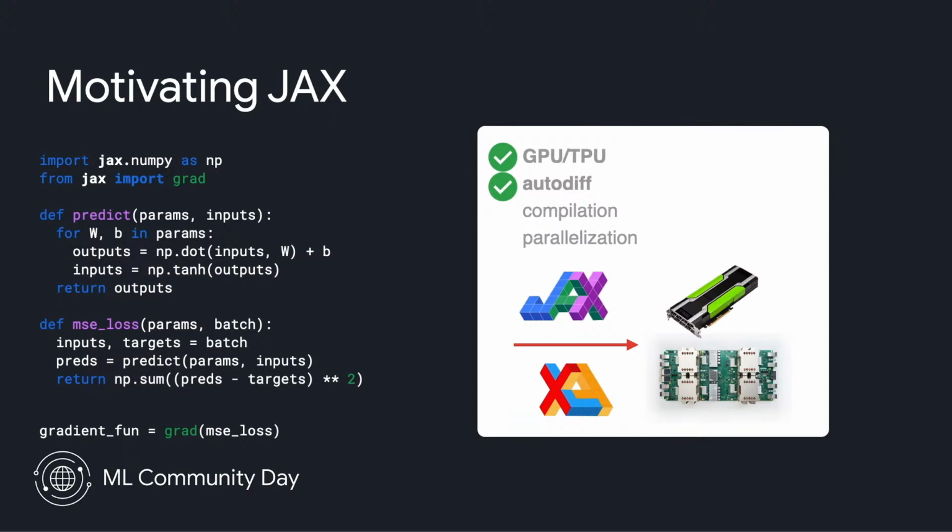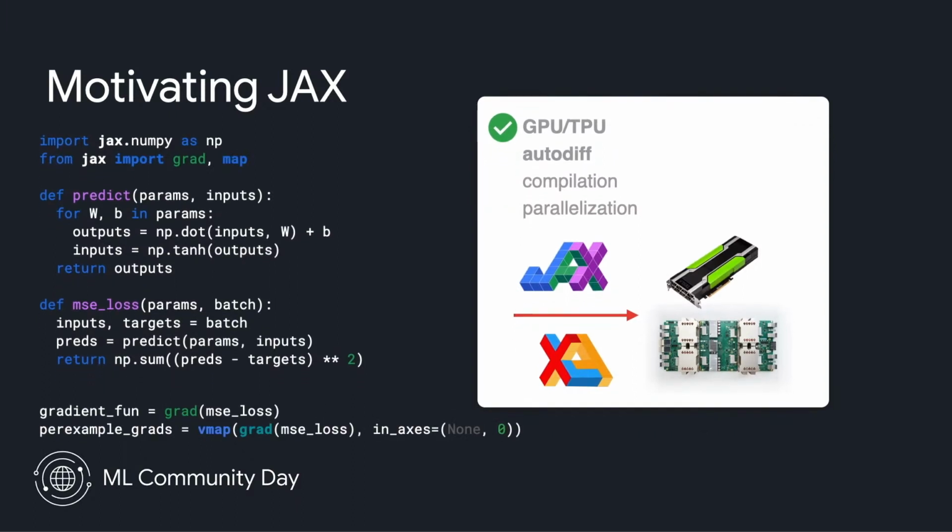And now, once you have this gradient function, you might want to apply it across multiple pieces of data. And in JAX, you no longer have to rewrite your prediction and your loss functions to handle this batch data. If you pass it through the vmap transform, this will automatically vectorize your code, so you can use the same code across multiple batches. If you want to compile this, you can use the jit transform, which stands for just-in-time compilation.